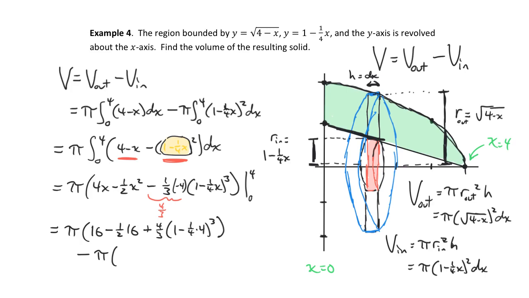When x is 0, 4 times 0 is going to give me 0. 1/2 x squared when x is 0 will also give me 0 minus 0. And then this is where we've got to be super careful. This is going to be plus 4/3 of, when x is 0 now, 1 minus 1/4 of 0, 1/4 of 0 is 0, we'll get 1 cubed. Okay, so we end up with, what do we end up with? We end up with 20 pi divided by 3.